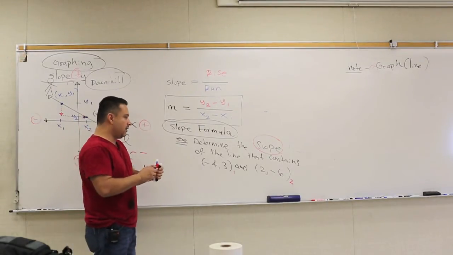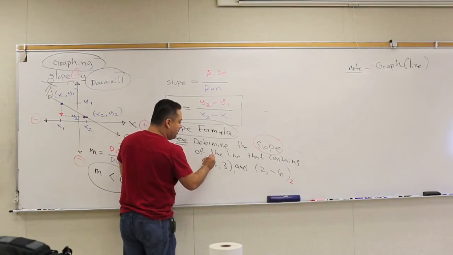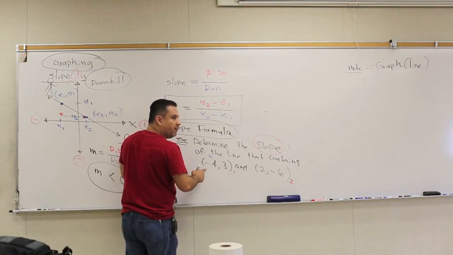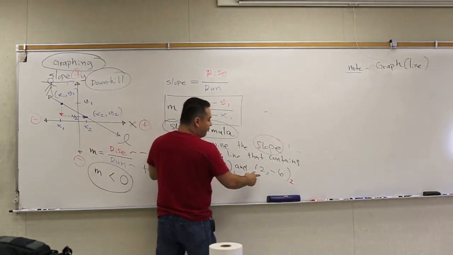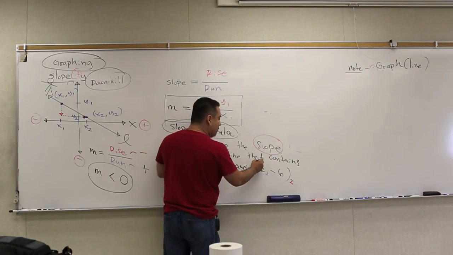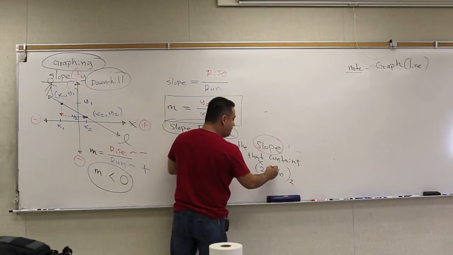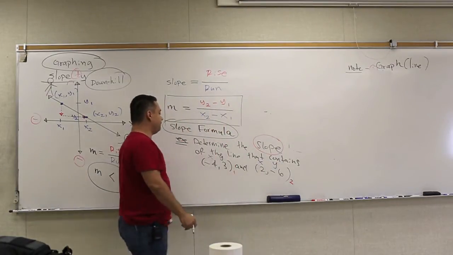Okay? And then this is the x-coordinate of the first point, because it's the first number. That's always the x-coordinate. The second number is always what? The y-coordinate. First number here is your x-coordinate. Second number is your what? Y-coordinate.